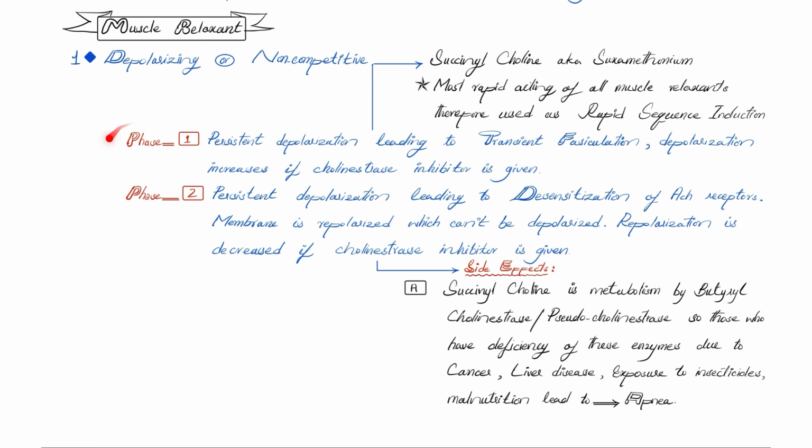Now, the depolarizing muscle relaxant, succinylcholine, has two phases. In phase one, there is persistent depolarization leading to transient fasciculation, and depolarization increases if a cholinesterase inhibitor is given. In phase two, the persistent depolarization which occurred in phase one leads to desensitization of acetylcholine receptors. Now the membrane is repolarized, which cannot be depolarized again, and this repolarization is decreased if a cholinesterase inhibitor is given.